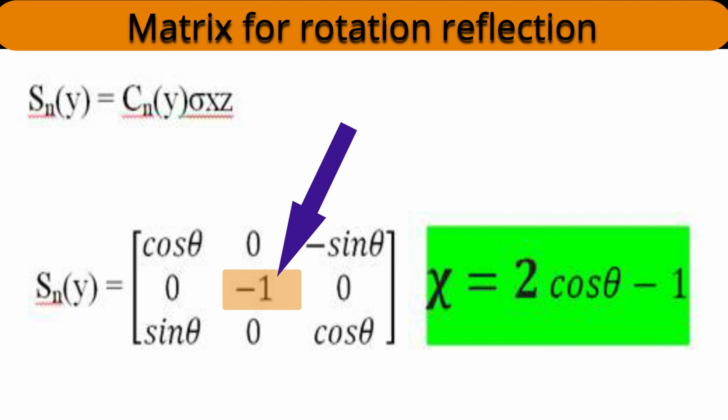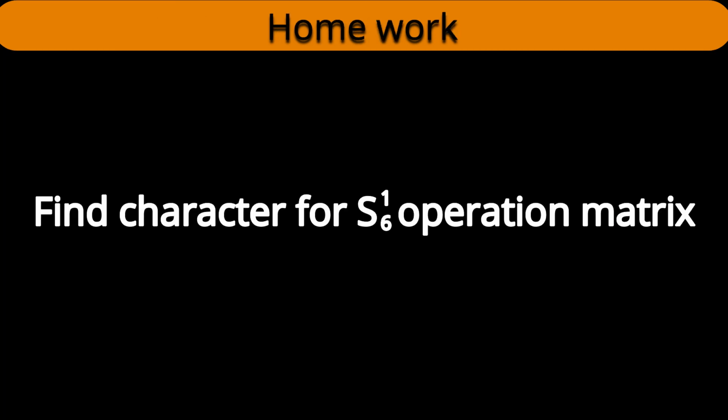I hope you are getting this point. A little bit difficult to digest. If you revise this audio, you will understand the concept clearly. Now, as homework, I have one question for you. Find the character for the rotoreflection operation where rotation is by 60 degrees. I want to ask, find the character for the S6 operation. Let's say you consider the S6^1 operation.